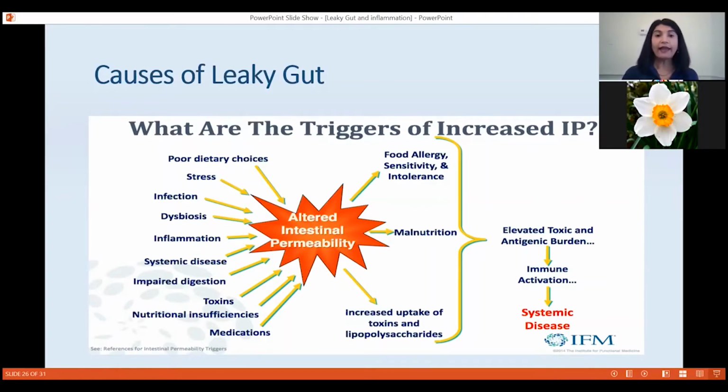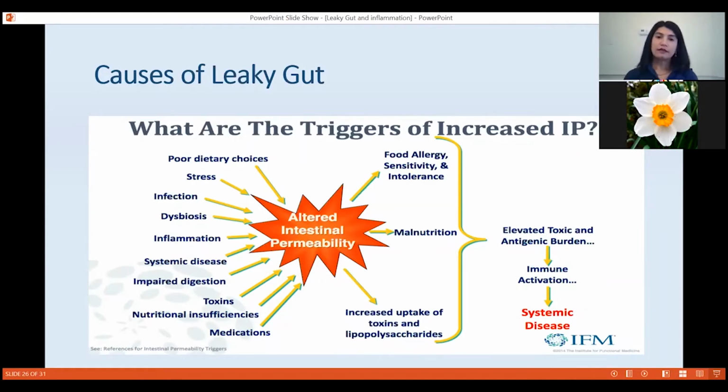Inflammation can be caused by leaky gut, and inflammation can also cause leaky gut, an inflammation that's generated outside the gut. For example, if somebody has an infection that becomes septic, that can also cause leaky gut. Systemic diseases can also cause leaky gut. Impaired digestion can cause leaky gut. Toxins are a very important cause of leaky gut, and it's unfortunate, but we are surrounded by toxins. A lot of us don't even know that we are being exposed to toxins. Nutritional deficiencies can cause leaky gut, but leaky gut can also cause nutritional deficiencies. Medications definitely can cause leaky gut. And of course, in most people, it's not one reason. It's multiple reasons that have come together over the course of years to cause leaky gut.